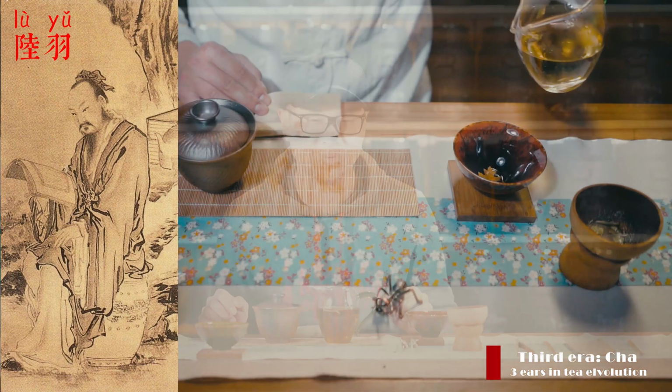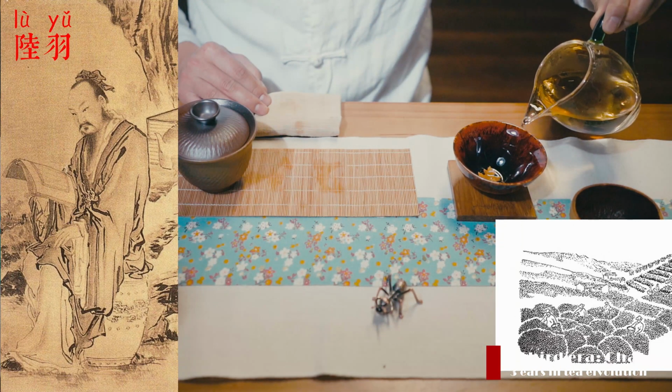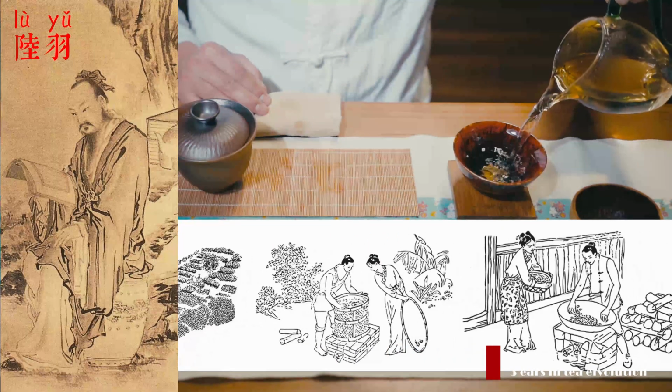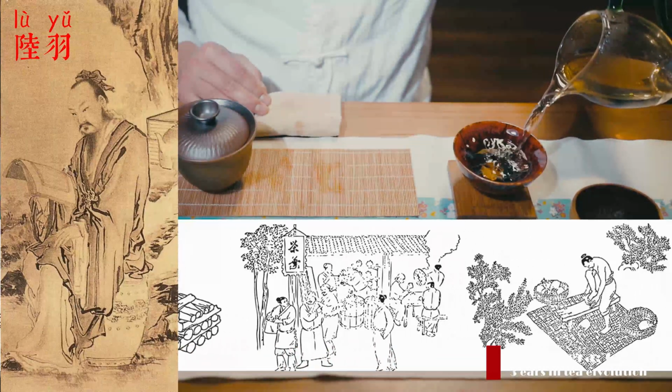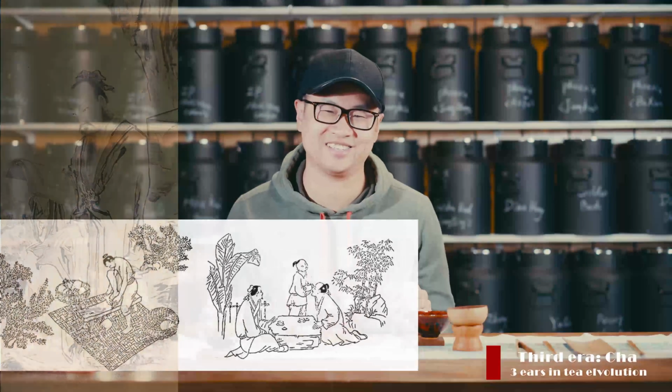The third era is the Cha era. This started in the mid-Tang dynasty and hasn't ended yet. With the tea sage Lu Yu and his book The Classics of Tea, the Tang dynasty first set the fundamental norms for tea, such as the name, Cha, cultivation, production, preparation, and even the ways of drinking tea.